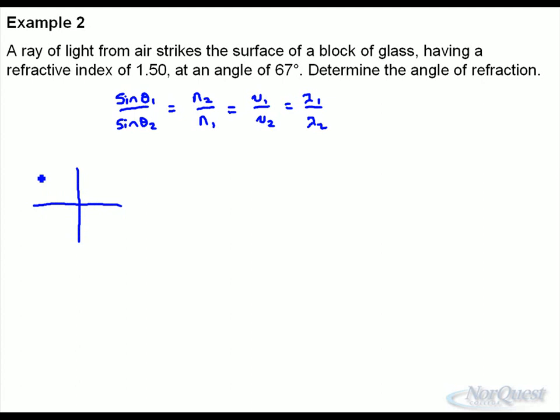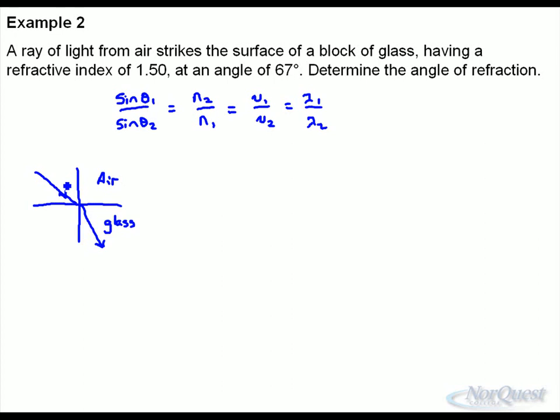So we've got, in air, this is my air, then we're in glass. The glass has a refractive index of 1.5. So since you're going from air to glass, you should be bending towards the normal. And what we're going to do is determine the angle of refraction.